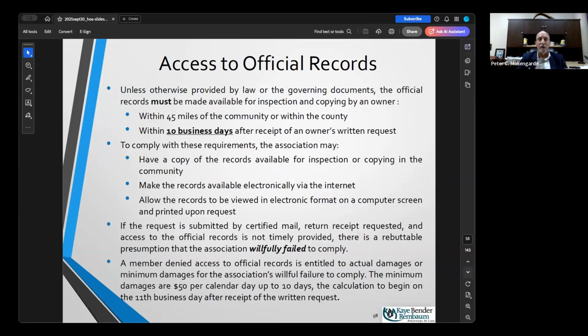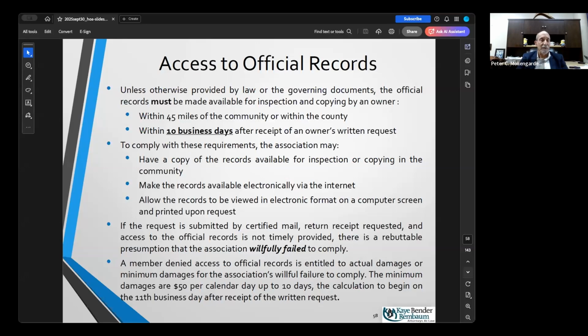Access. So we talked about what are the records. We talked about certain records that owners don't have access to. How about actually providing access? And here we're going to talk about that. Unless otherwise provided by law or your documents, the official records must be made available for inspection within 45 miles of the community or within the county within 10 business days after receipt of an owner's written request.